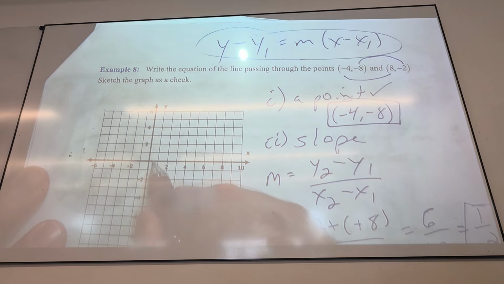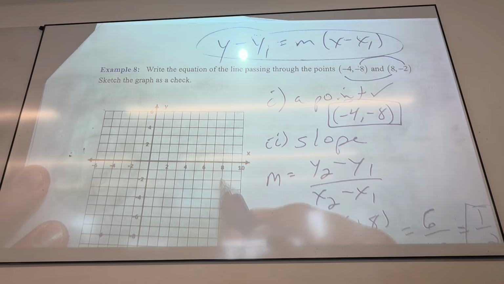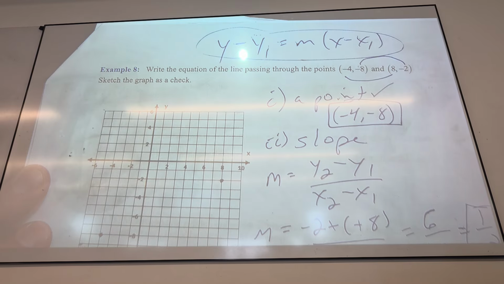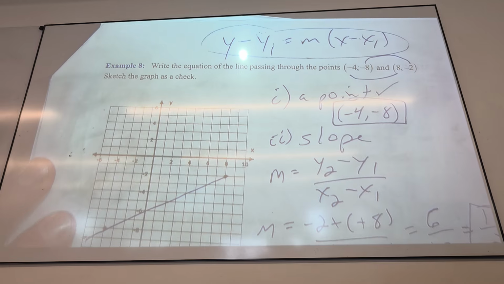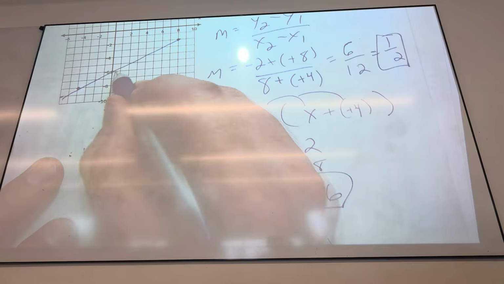So if I plot -4, -8, and I plot 8, -2, there's my line. Yeehaw. And we just said the y-intercept is supposed to be -6. Look. Yay.